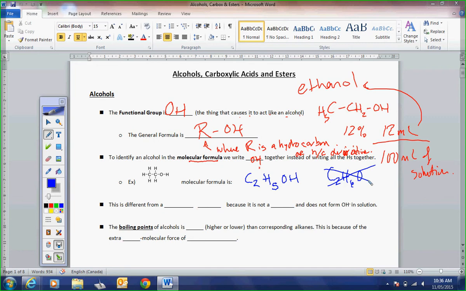So you don't group the H's with the others, like you would think. This is different from a, where else have we seen OH? Bases. And when we write the OH there, this is different from a hydroxide ion.